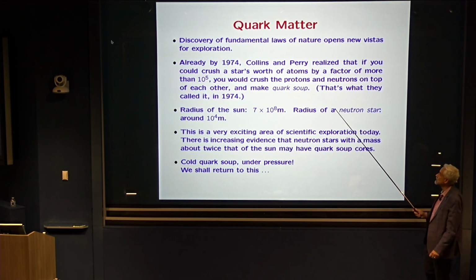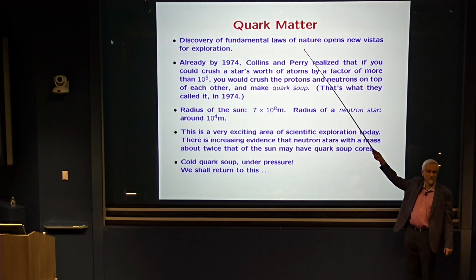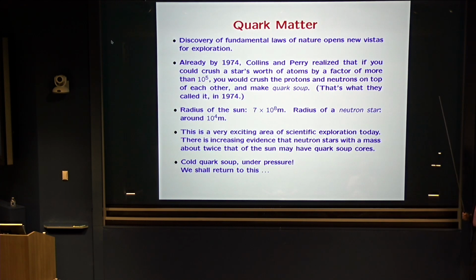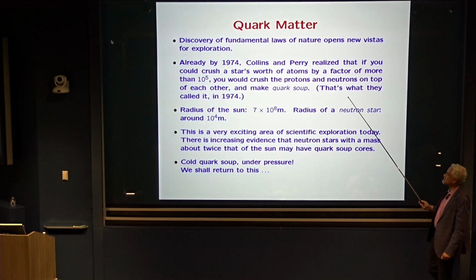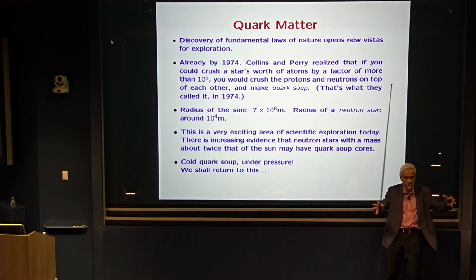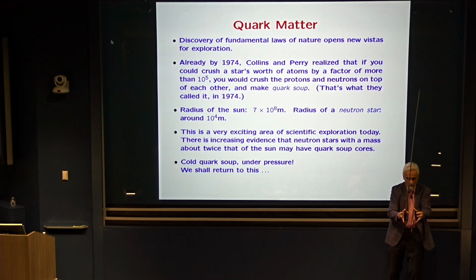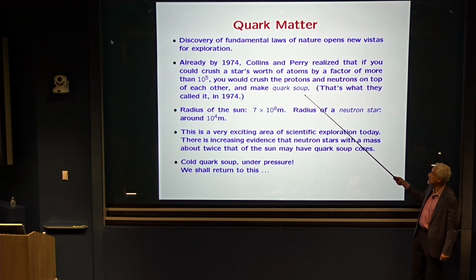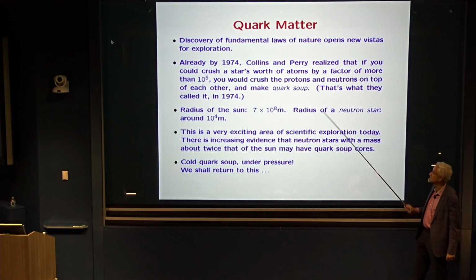So, fundamental laws open new vistas. Already immediately in 1974, people realized, Collins and Perry were the first, that if you could somehow crush protons and neutrons on top of it, crush nuclei, you would make a soup of quarks. And in fact, you can go read their 1974 paper, and they called it quark soup. So, laws of nature 1973, quark soup 1974.